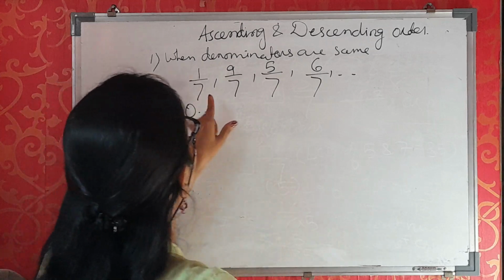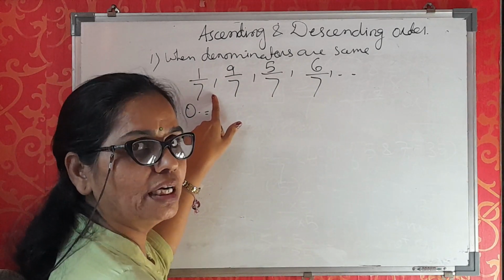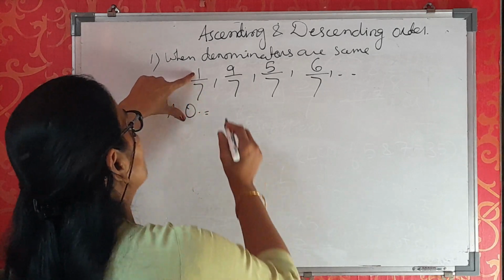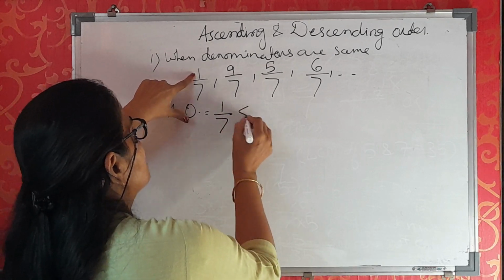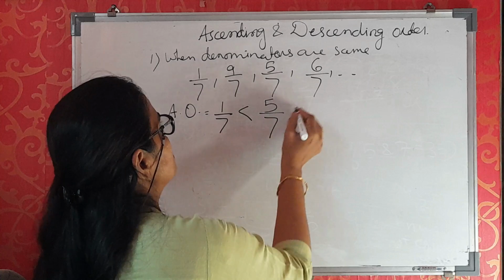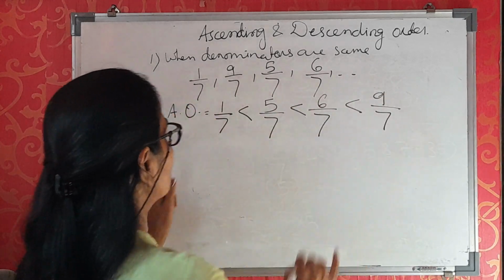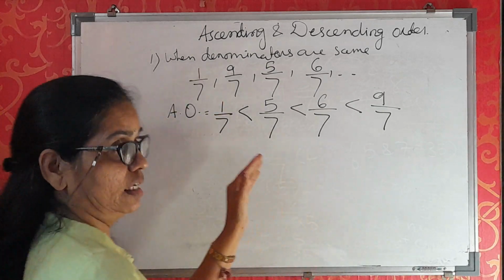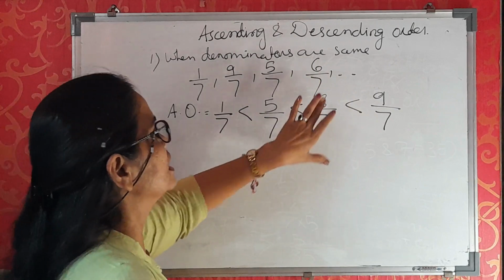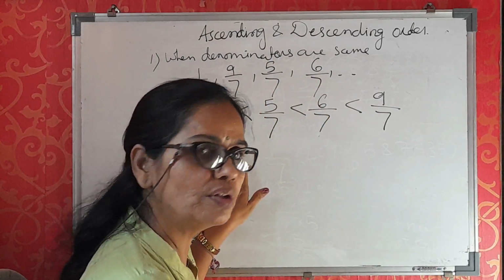So in that case, now all denominators are same. You have to see only the numerators, like in comparison. If your numerator is smaller, that entire fraction is smaller. So 1 is smaller than 5, is smaller than 6, is smaller than 9. This way you can arrange in ascending order. Descending order, 9 upon 7 is bigger than 6 upon 7 is bigger than 5 upon 7 is bigger than 1 upon 7.